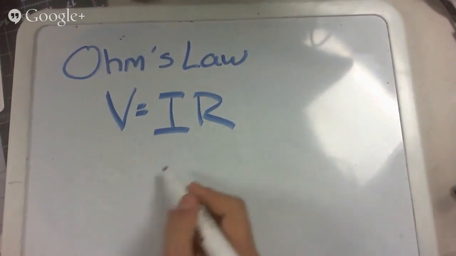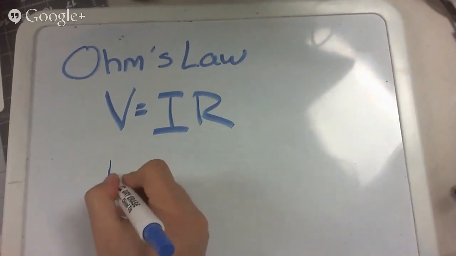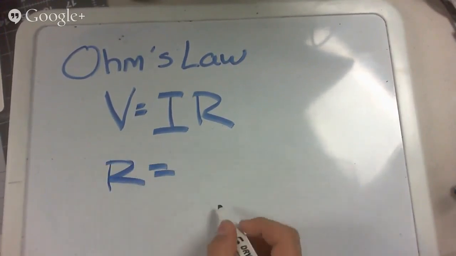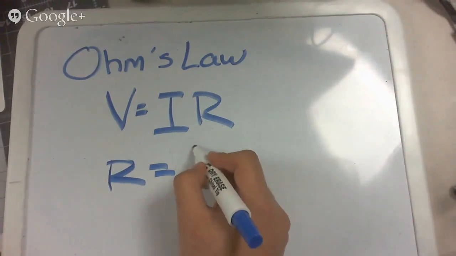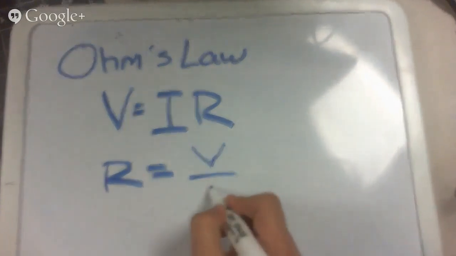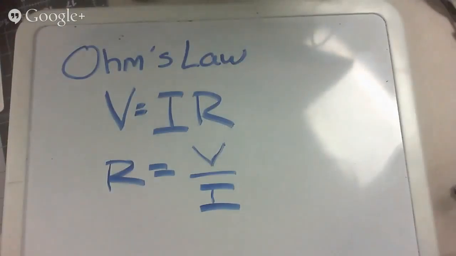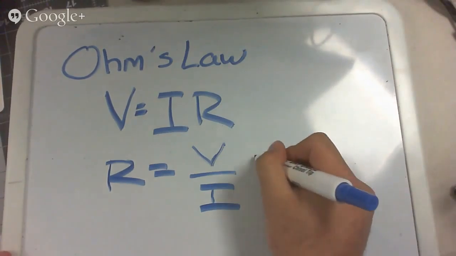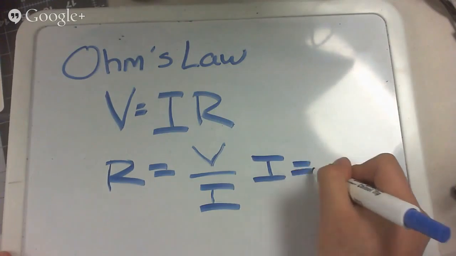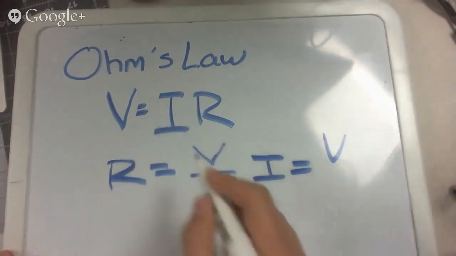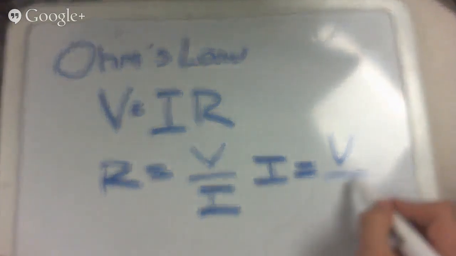Now you can rewrite this in different ways. R therefore also equals, you divide out, voltage over the current. So therefore the current is also, again doing the math, V over R.